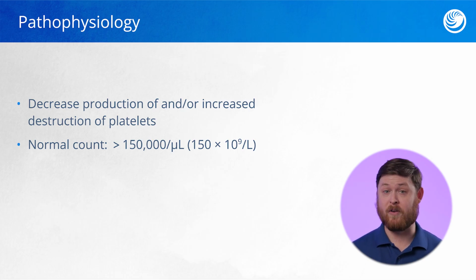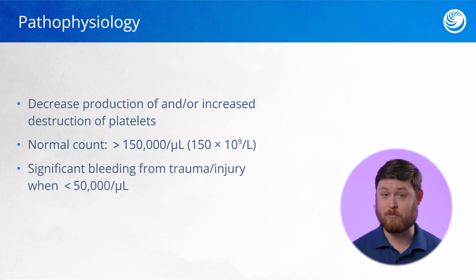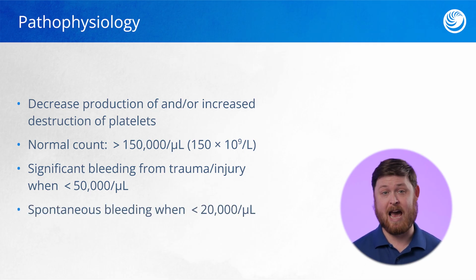While some form of uncontrolled bleeding may occur when platelet count is under 150,000, significant bleeding from trauma or injury can result when platelet count is less than 50,000, and spontaneous bleeding may happen when platelet count is less than 20,000. If a client has significant bruising or visible signs of trauma, monitoring the platelet count is essential to determine whether or not the client's body will be able to form clots spontaneously to control bleeding.